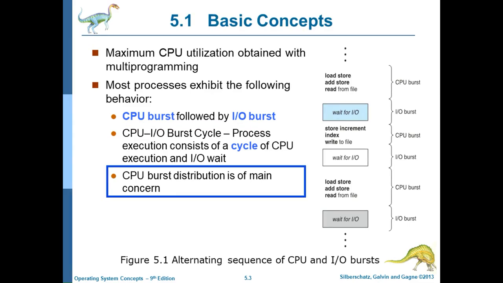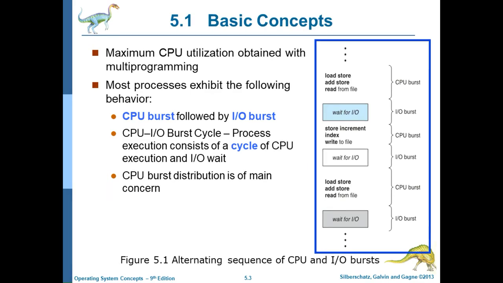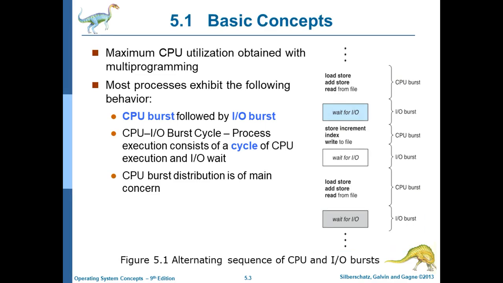In addition to understanding the CPU I/O burst cycle, it is also important to understand the distribution of CPU bursts. This means understanding how long CPU bursts typically last and how often they occur. This information is essential for designing and implementing efficient scheduling algorithms. The diagram shows how most running processes alternate between CPU bursts and I/O bursts.